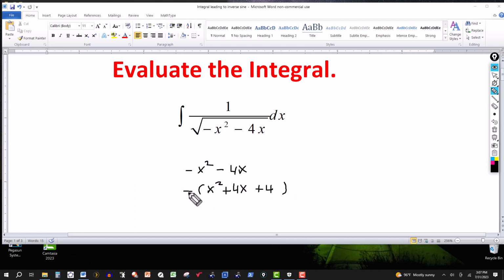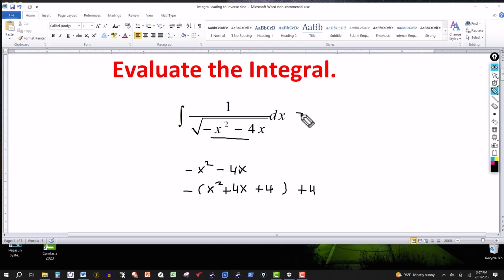Since I have a negative out in front, I'm actually adding a negative 4. So to keep it legal, I add 4 over here. Now I have the same thing, because a minus 4 with a negative out in front, and the plus 4 gives me 0, giving you back the original expression.